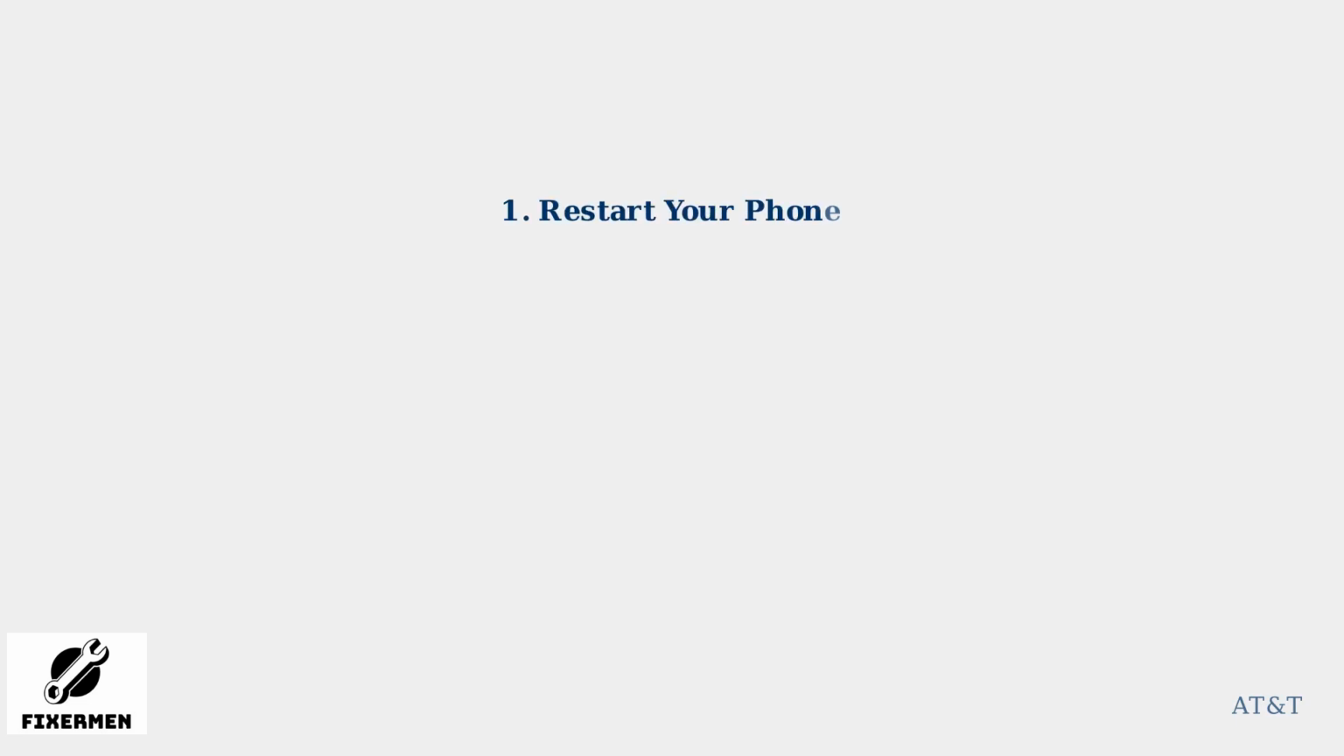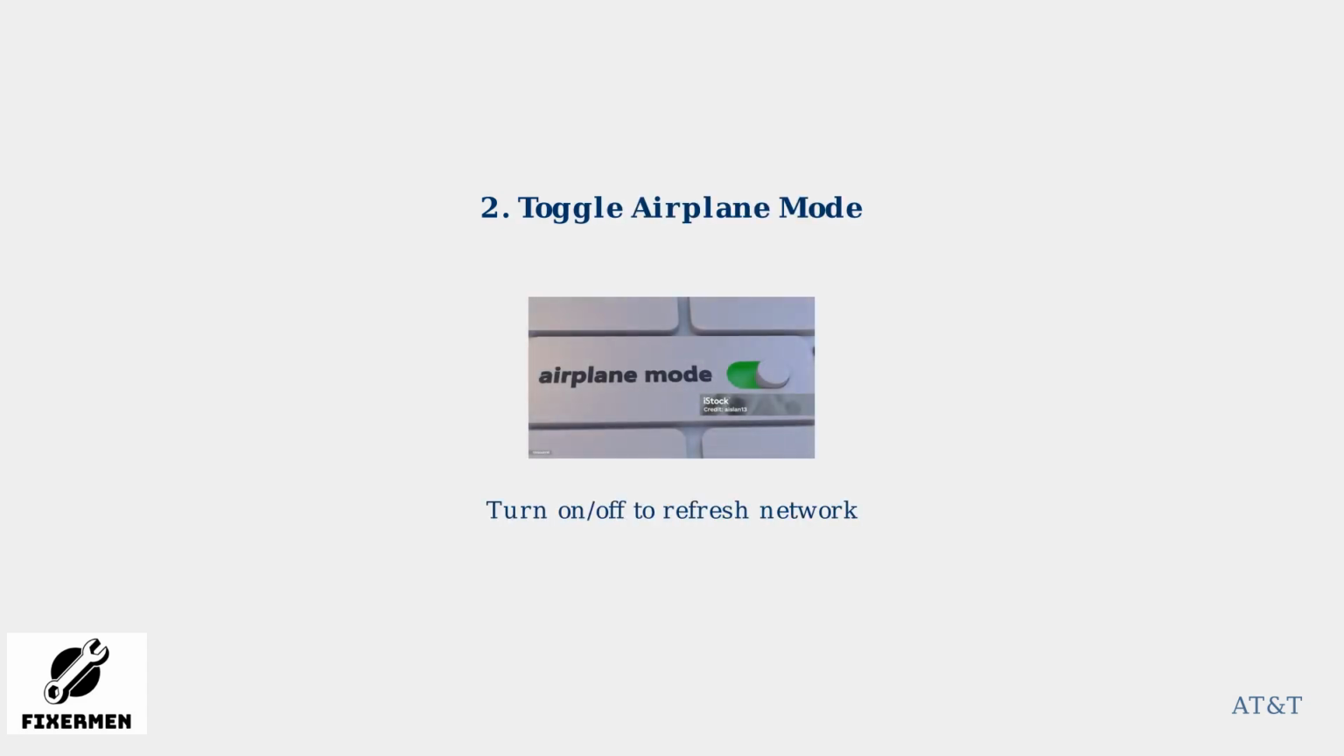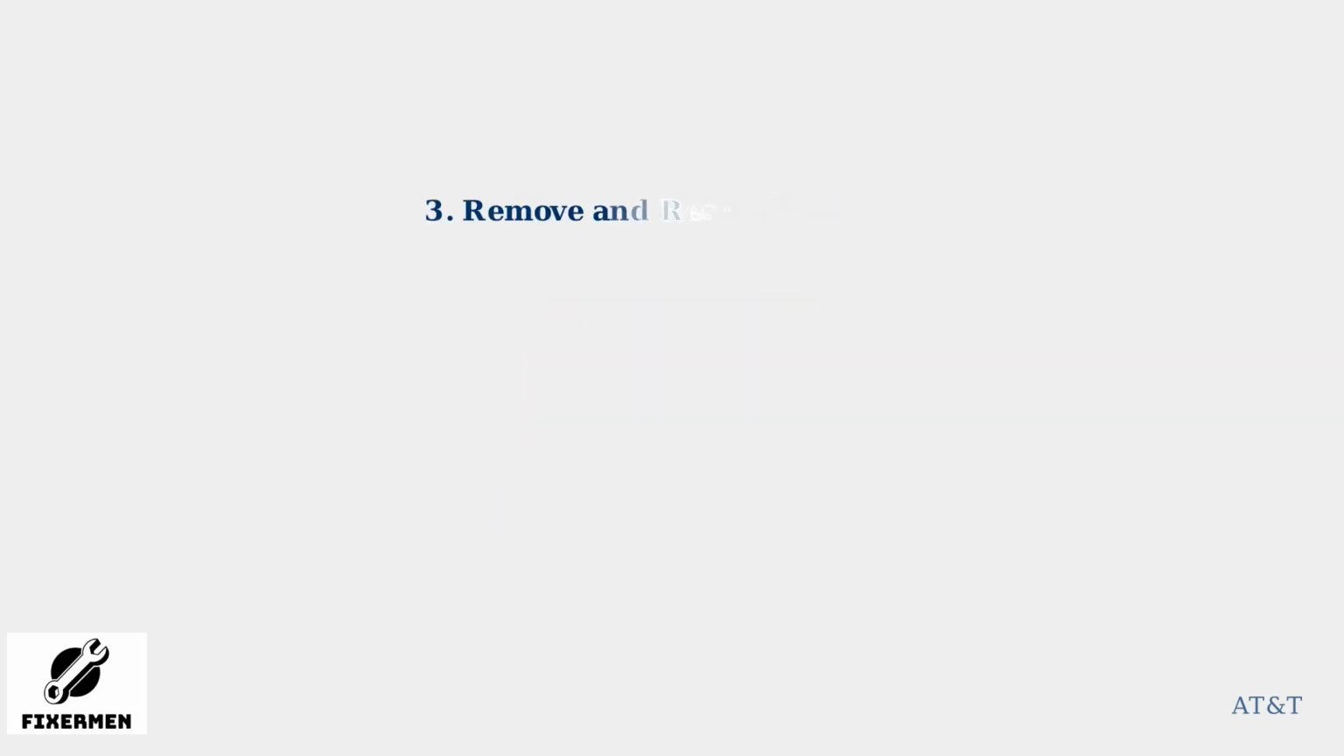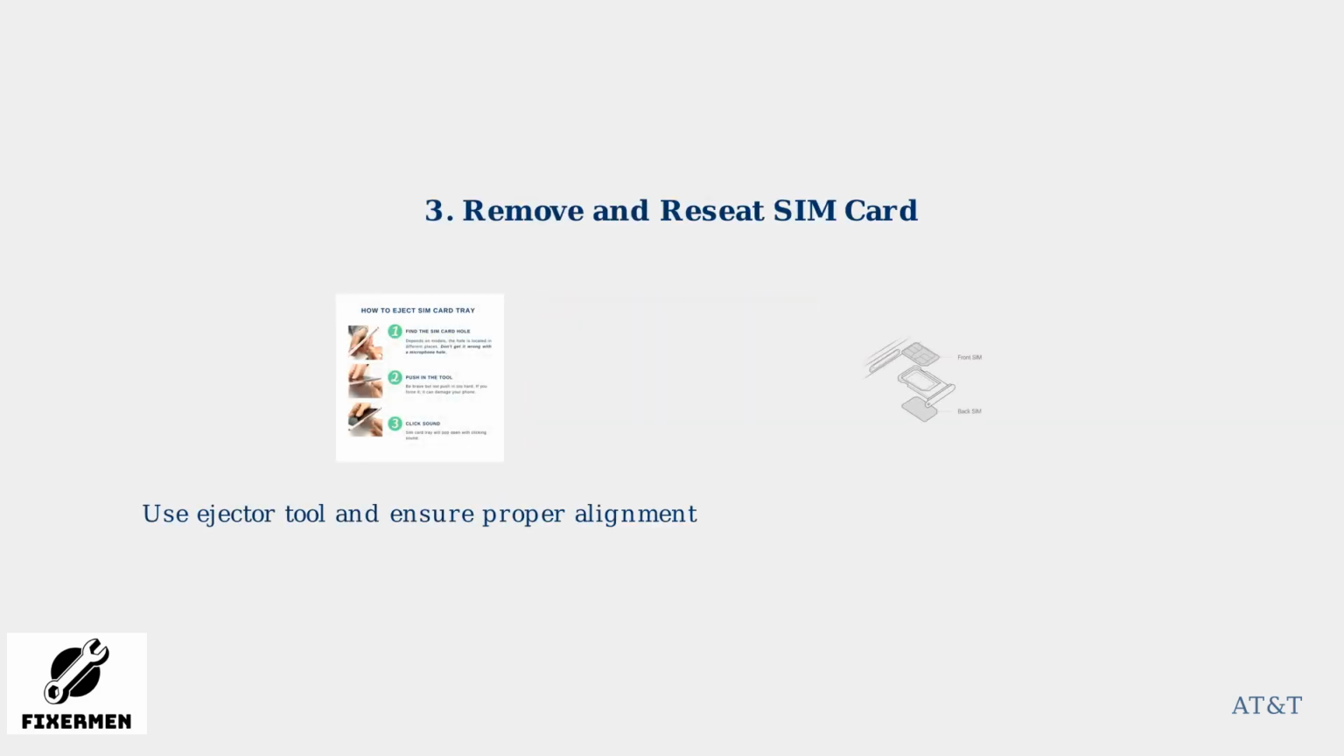First, restart your phone. A simple reboot can often resolve temporary glitches. Next, toggle airplane mode on and off to refresh your network connection. If using a physical SIM, use a SIM ejector tool to remove and reseat the SIM card. Ensure the SIM is properly aligned in the tray. These steps address basic connectivity issues.